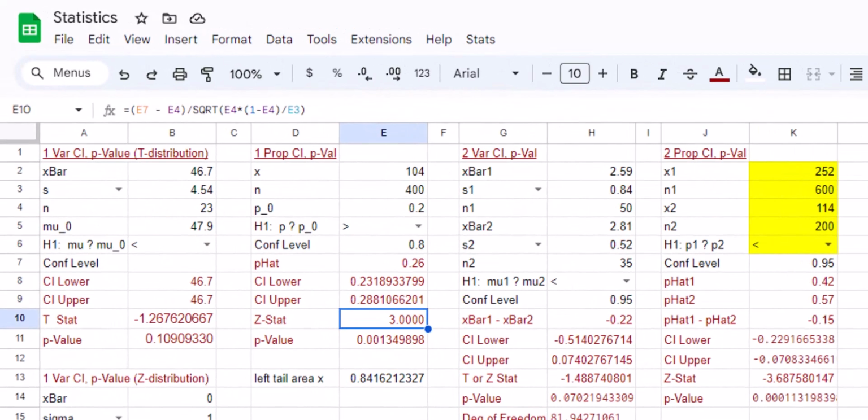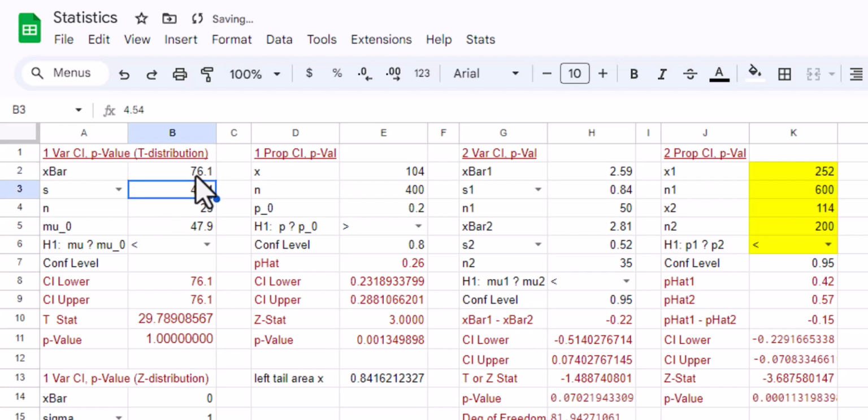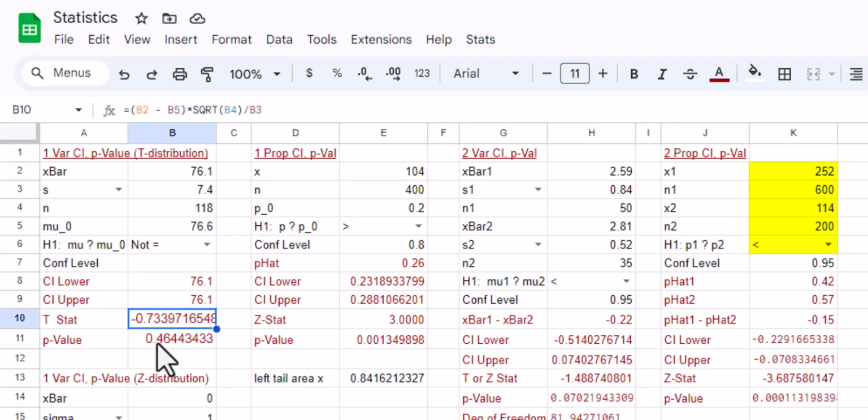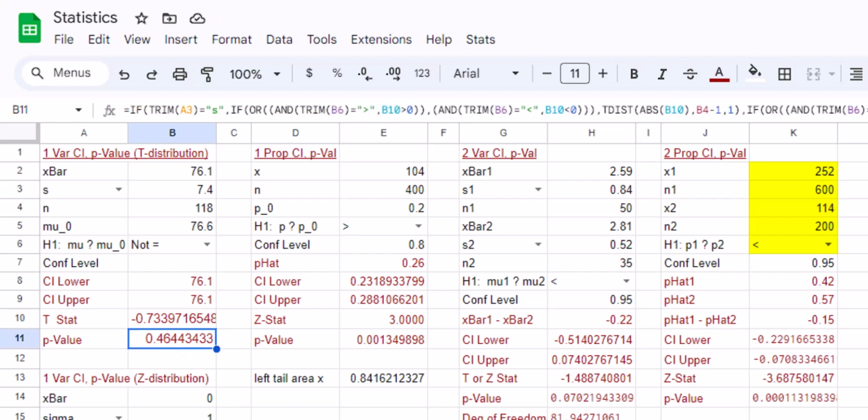So opening up my Google Sheets, this is a t-distribution. They give me a mean of 76.1, a standard deviation of 7.4, a sample size of 118. What I'm testing, the null, was 76.6. Don't forget to change this to not equal, and I get my test statistic and I get my p-value.